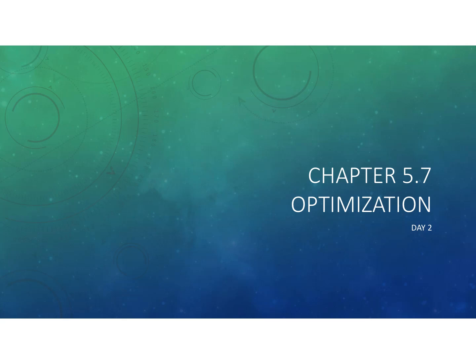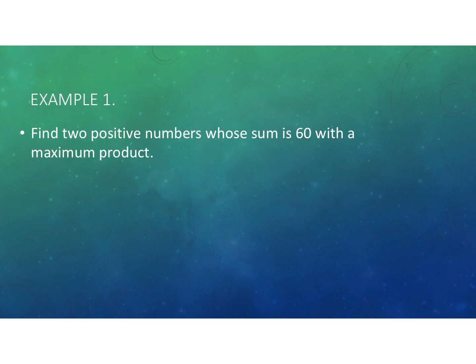So they say 5.7 day 2. This is actually just going to be day 1, and then we'll have a part 2 that we'll do tomorrow. So we're going to talk about optimization. It still involves finding the derivative, but it's also going to involve our favorite word problems.